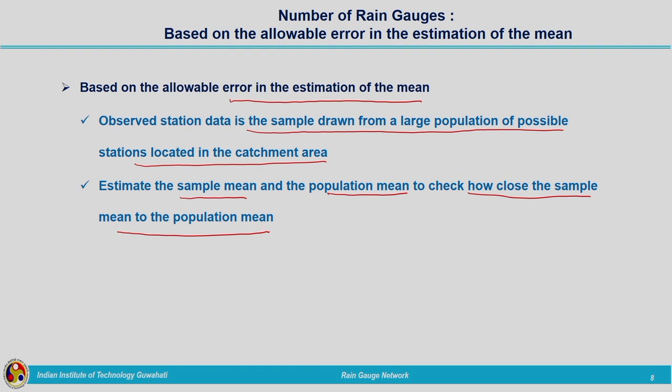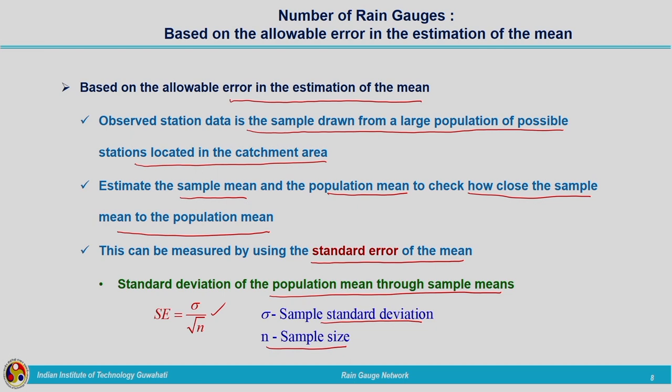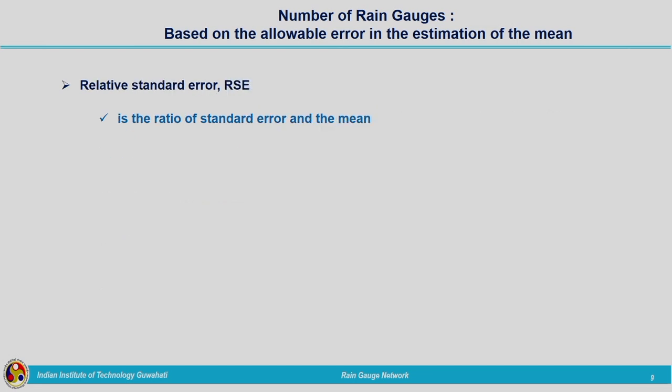From the population data, we will be drawing out the sample. So, the sample mean will be calculated, the population mean will be calculated, and we will be comparing these two means. Taking the data corresponding to a particular sample, we can calculate the standard deviation of those data points, and we can calculate the standard error by using sigma divided by root n. Now, another important term is the relative standard error, RSE. It is the ratio of the standard error and the mean.